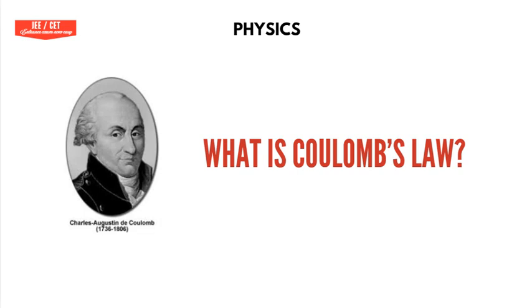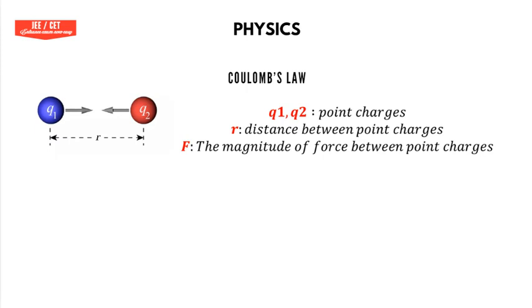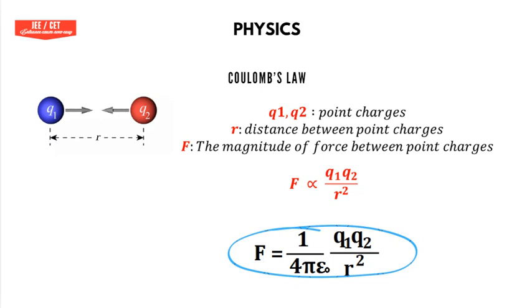What is Coulomb's law? Coulomb's law states that the magnitude of the electrostatic force F between 2 point charges Q1 and Q2 is directly proportional to the product of the magnitudes of the charges and inversely proportional to the square of the distance r between them. The force acts along the line joining the two charges. Mathematically, F is proportional to the product of Q1 and Q2 divided by r squared, where F is the magnitude of the force between the charges, and r is the distance between the charges.